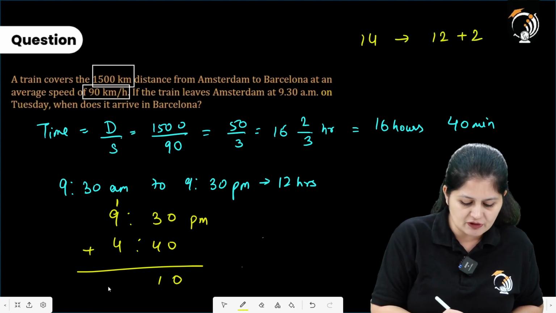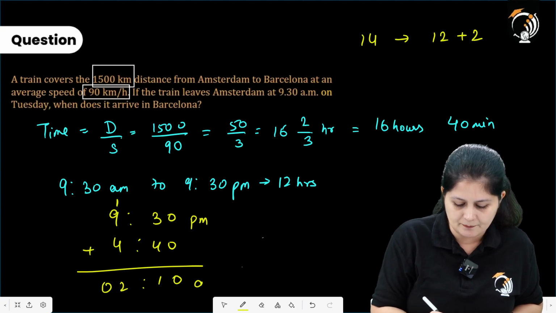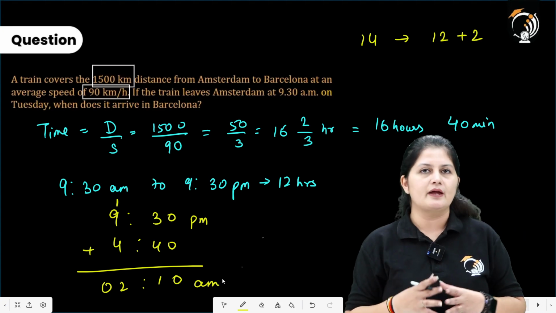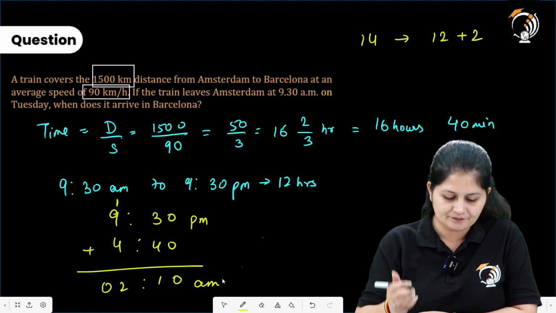So that means if we talk about the time here, it is going to be 2 a.m. This is the time when the train will reach Barcelona. Okay.